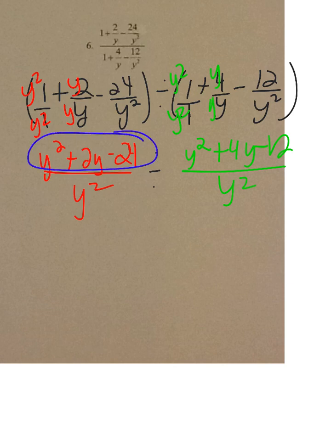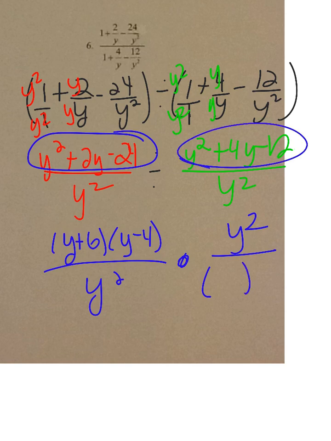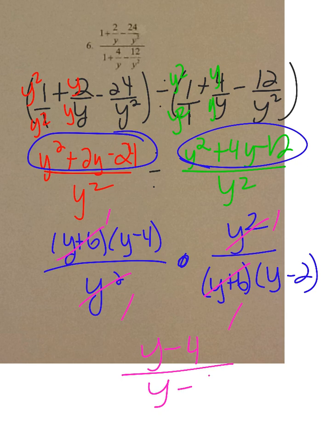So y squared plus 2y minus 24 factors and becomes y plus 6 times y minus 4 over y squared, times, flip the fraction, y squared over y squared plus 4y minus 12, which factors and becomes y plus 6 times y minus 2. All right, now let's reduce. So y plus 6 and y plus 6 reduce to 1 and 1. y squared and y squared reduce to 1 and 1. So my answer is y minus 4 over y minus 2.